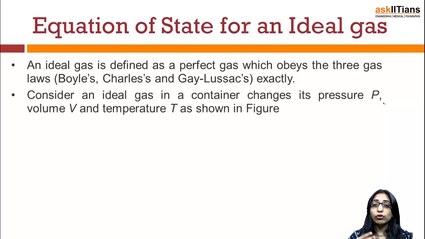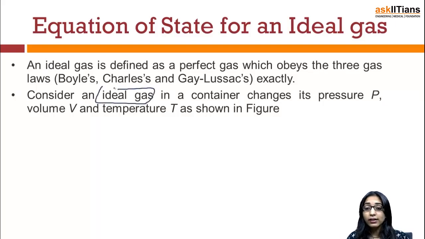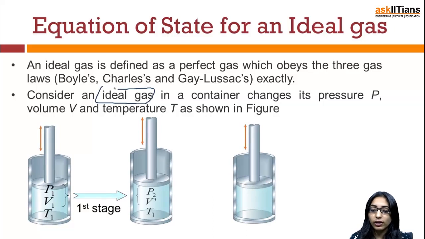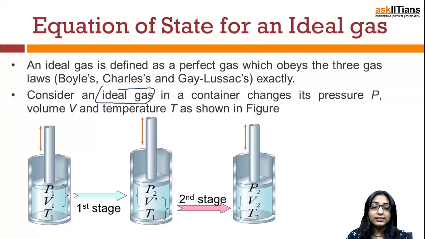Now, let us try to go into the derivation. Let us consider that there is an ideal gas in a container and it changes its pressure P, volume V and temperature T as shown in the figure. So, let me draw the figure and let's try to evaluate what we have to conclude. First of all, for example, this is a container in which some gas is occupied. Let's say the gas is at pressure P1, volume V1 and temperature T.